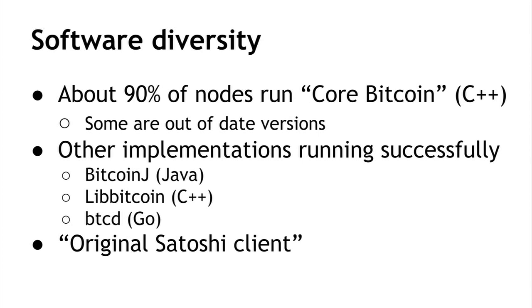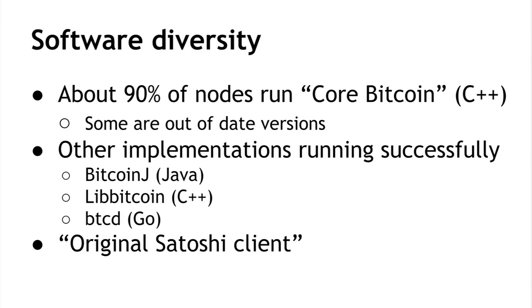So the good news is that the protocol has been successfully re-implemented. There are a couple of different implementations out there. There are implementations in Java, in C++, in Go, and people are working on quite a few others. But about 90% of the nodes on the network are running the core Bitcoin library written in C++, where the core Bitcoin developers work, some of which are previous out-of-date versions that haven't been updated, but most are some variation of this one common client.